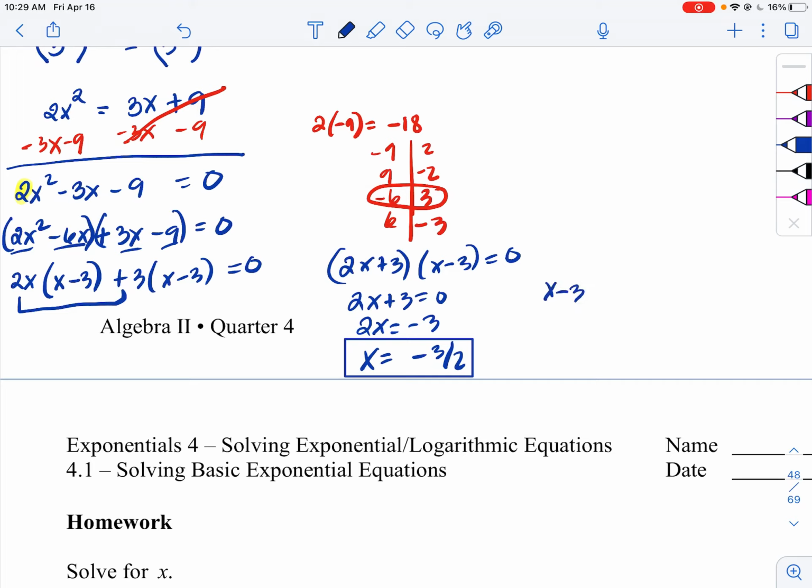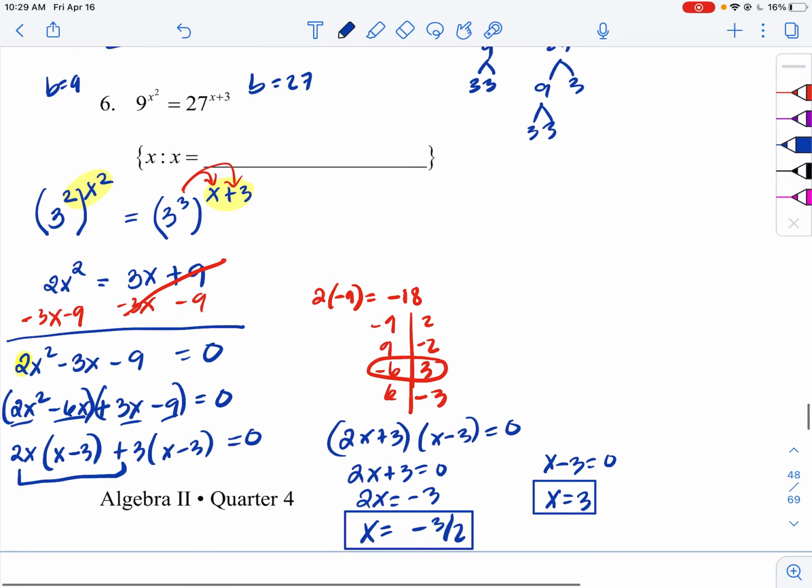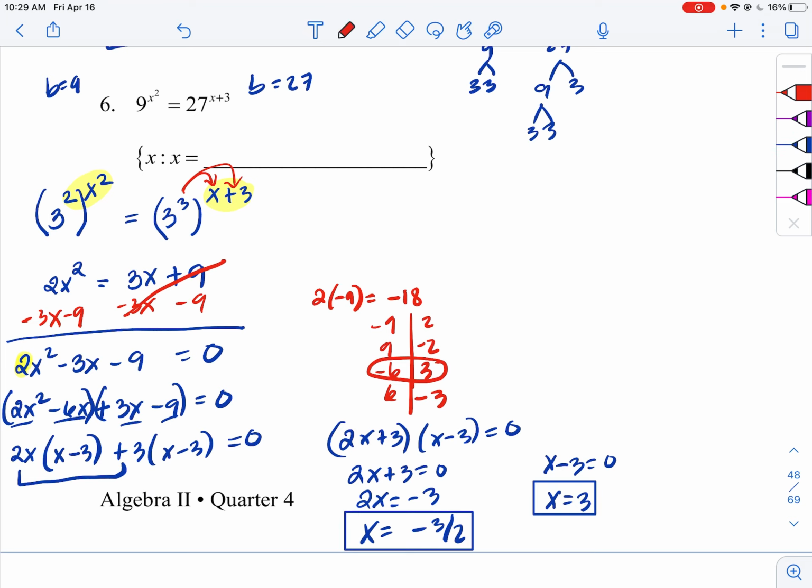And at the same time, you would also do x minus 3 equals 0. Add 3 on both sides. You get x is equal to 3. So our answers in here are negative 3 over 2, comma 3.